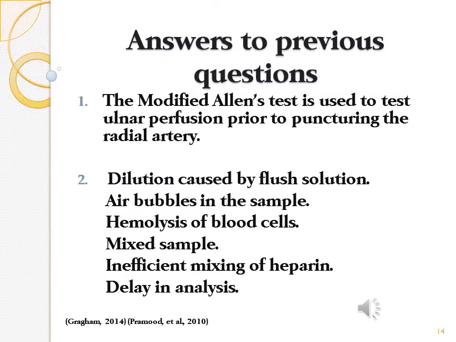Now for the answers. The modified Allen's test is used to test ulnar perfusion prior to puncturing the radial artery. The other question: dilution caused by flush solution, air bubbles in the sample, hemolysis of blood cells, a mixed sample, inefficient mixing of heparin, or a delay in analysis.